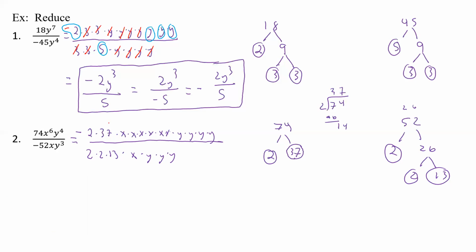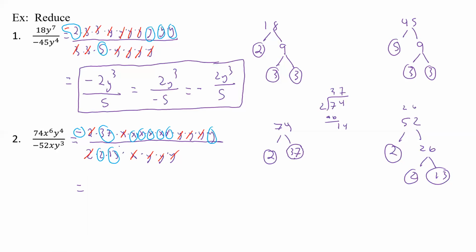Okay, now let's cancel. Well, that 2 will cancel. One of those x's cancel. 1y, 2y, 3y. And I think that's all I can do because there's a 37 and that. So I have a negative, a 37, and then 1, 2, 3, 4, 5 x's, and then a y, and then a 2, and a 13. And like I said, circling them all sometimes is going to help you remember what's all left in there.